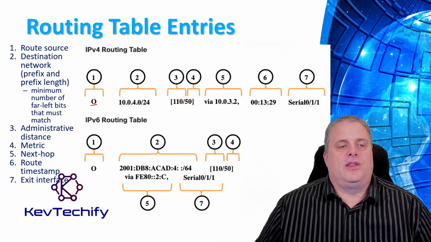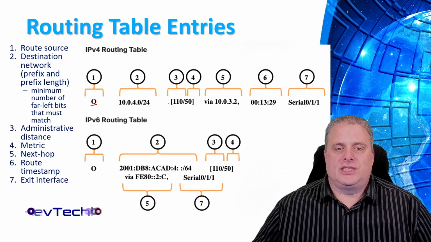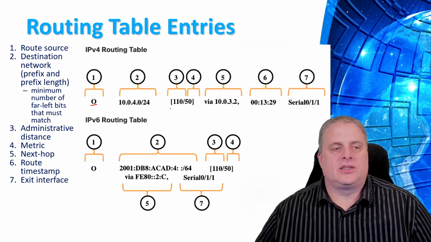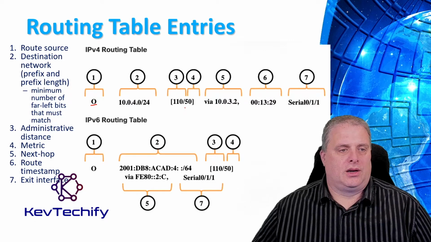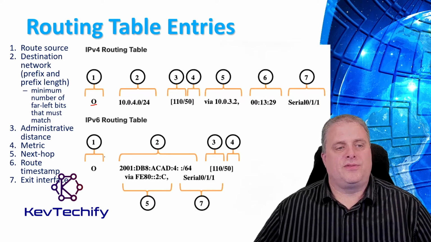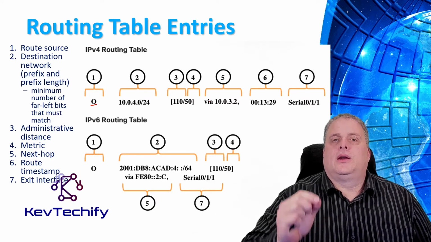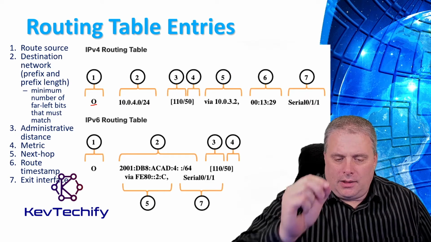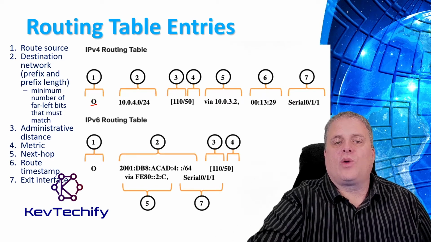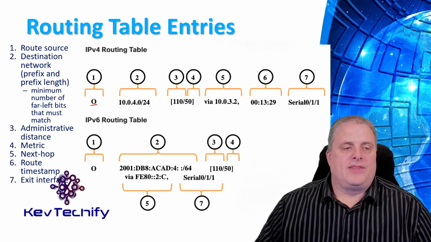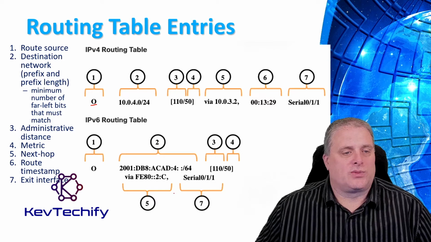Then 3 and 4 are the administrative distance and the metric. Administrative distance is what we call the trustworthiness. We'll cover that in a second here. And then the metric is the value of how we get there. The fifth field here is what we call the next hop. That would be the IP address one router has to send it to, another router, to get it closer to its destination. That's field 5 here in both the IP version 4 and IP version 6 routing table.